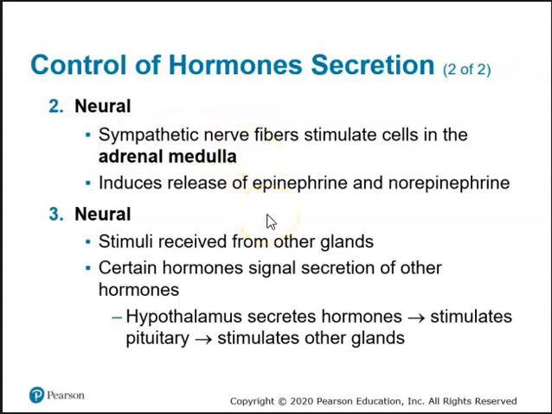Another type of control is when you have stimuli received from other glands. Certain hormones will signal secretion of other hormones. For example, the hypothalamus in the brain secretes releasing hormones, or specific hormones that will stimulate the pituitary gland, which in turn will also secrete hormones to stimulate other glands.